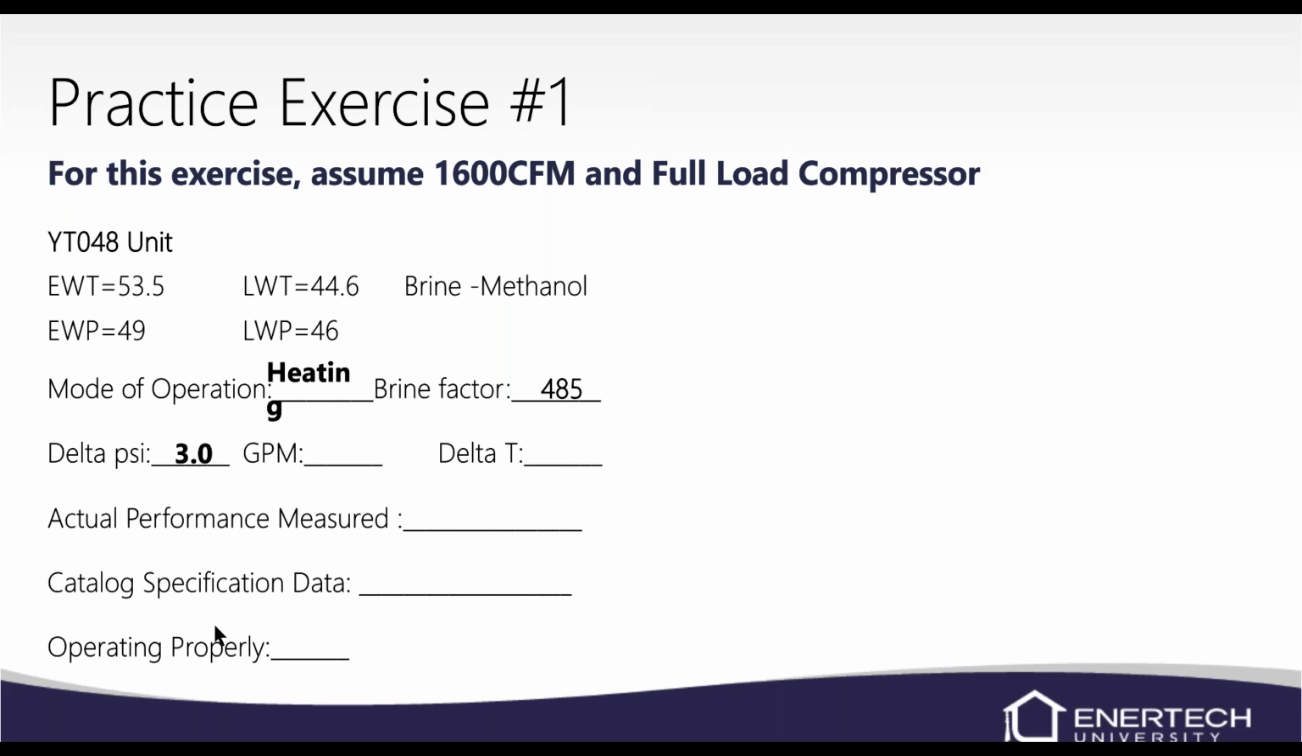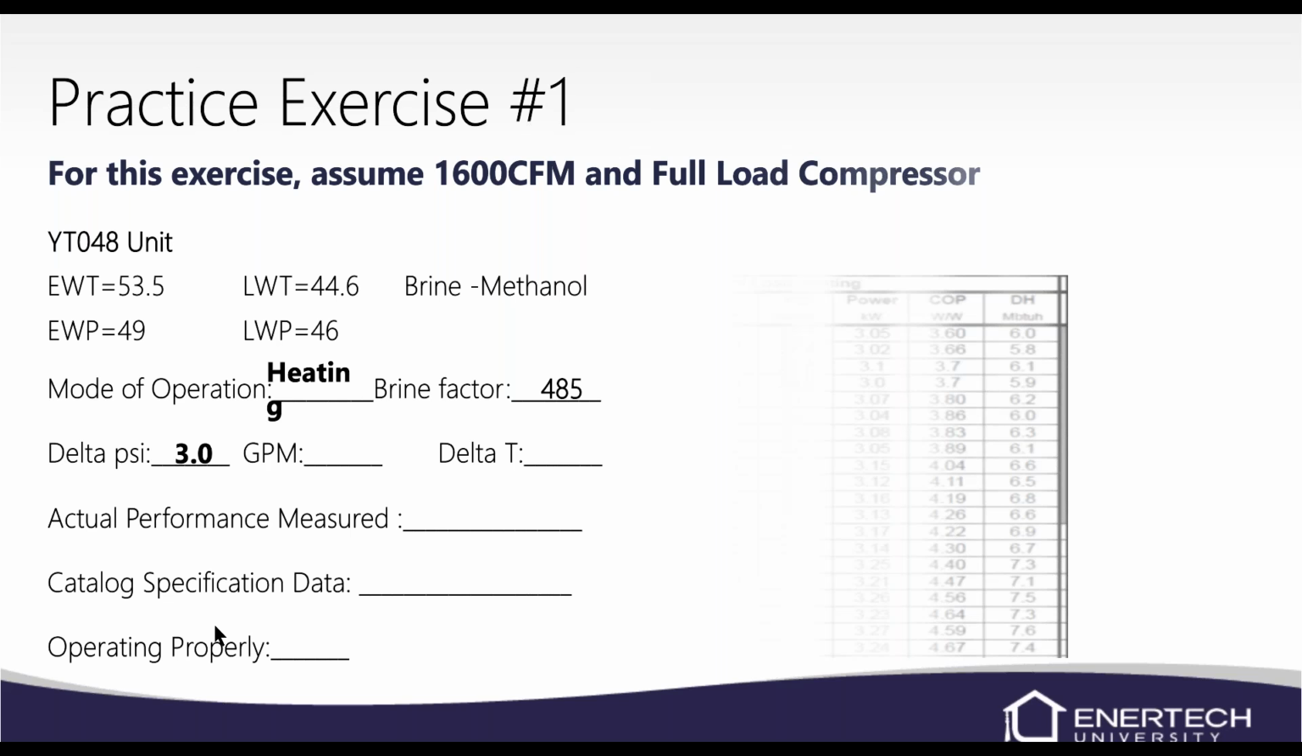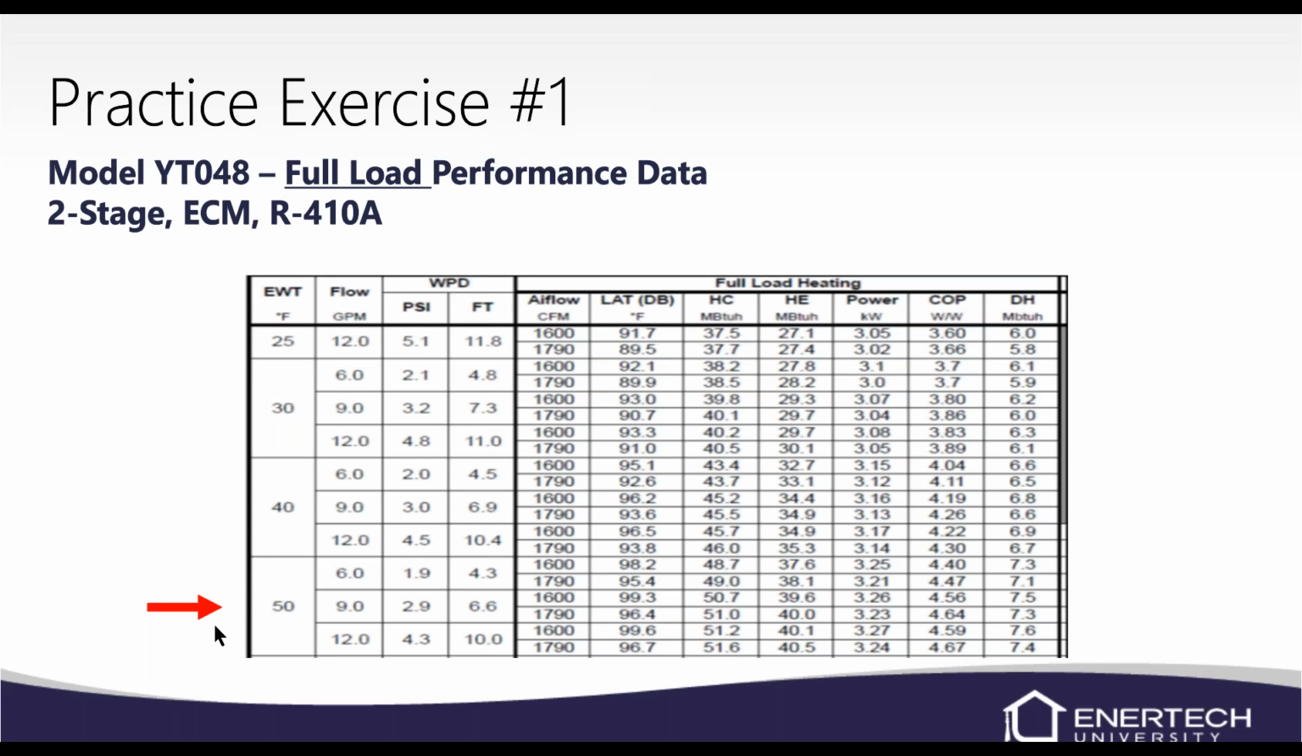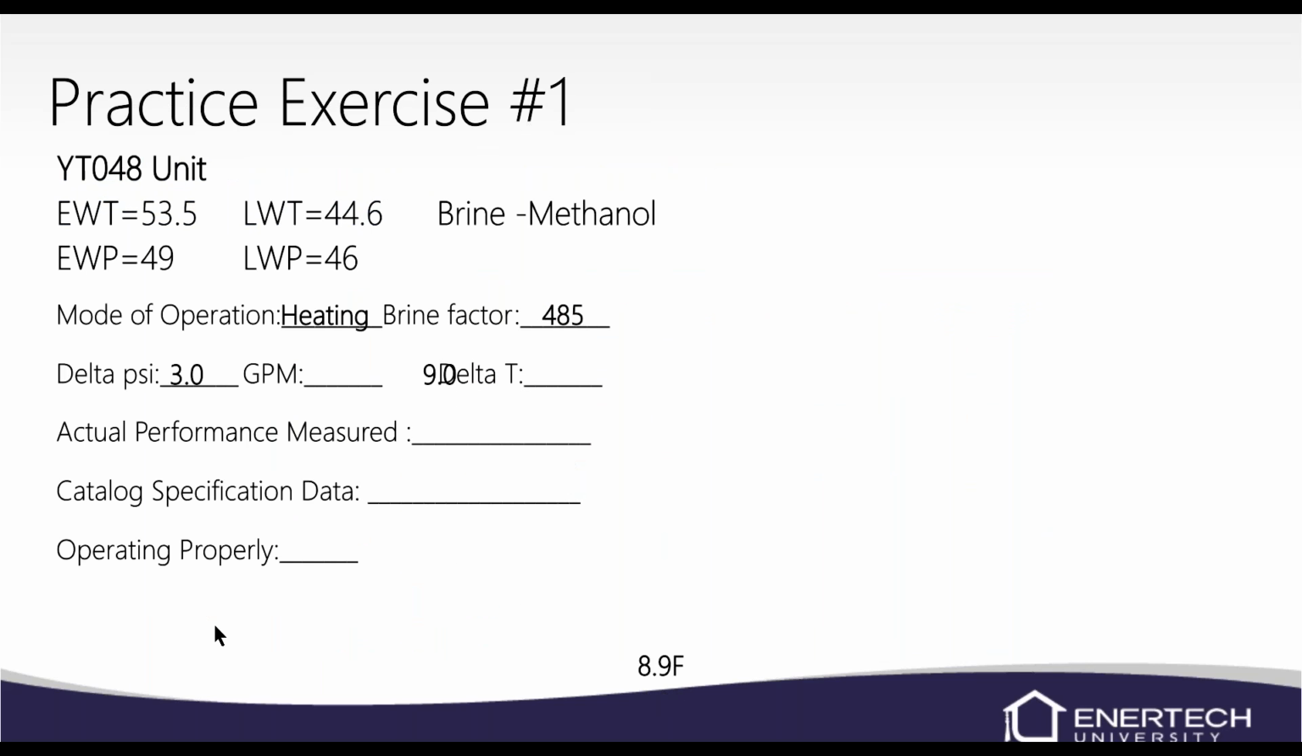The brine factor for methanol is 485, and we've got a 3 pound pressure drop. So if we know our entering water temperature is 50, we go to the IOM, we go to the 50 degree mark, and we had roughly a 3 pound pressure drop. So that tells us we have 9 GPM. So we need to remember that number. So now we know our GPM, we know our delta T. Now we can do the math.